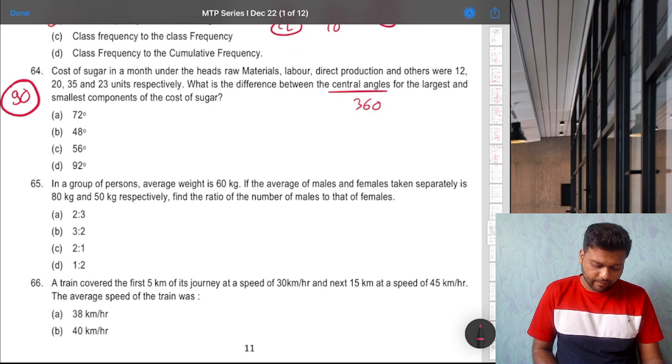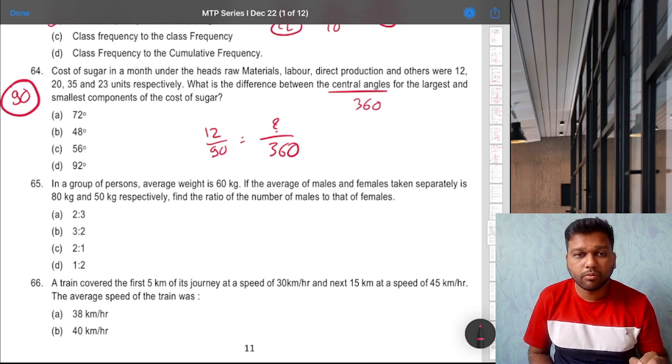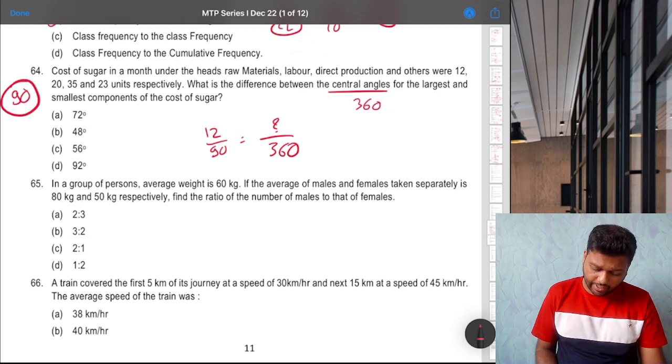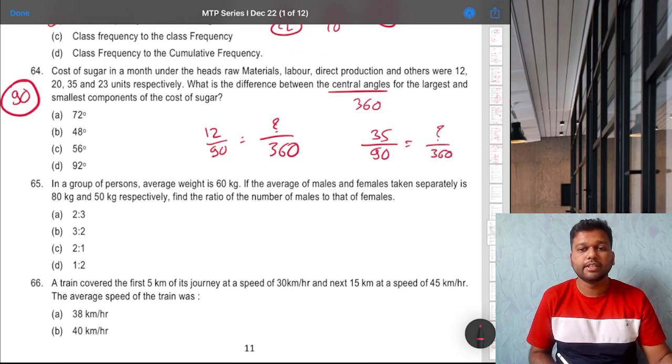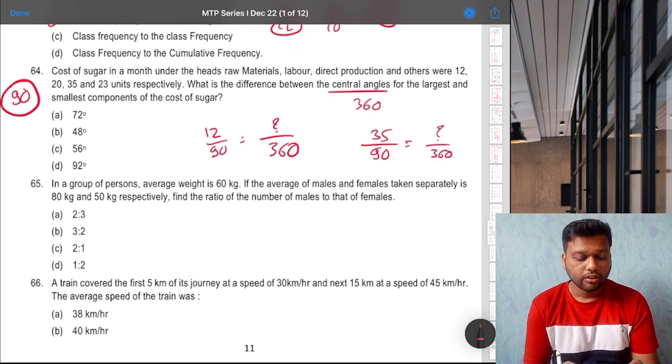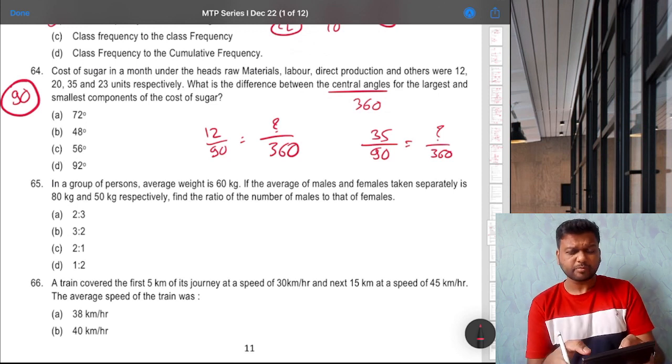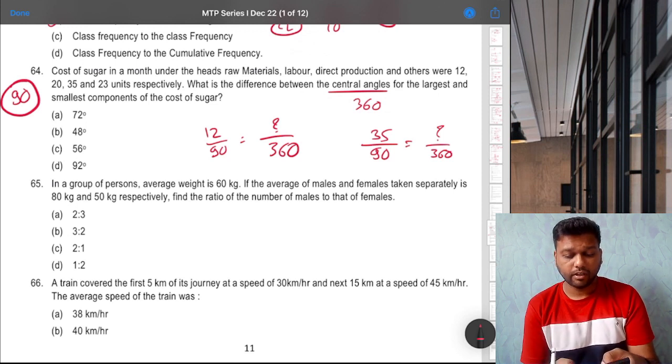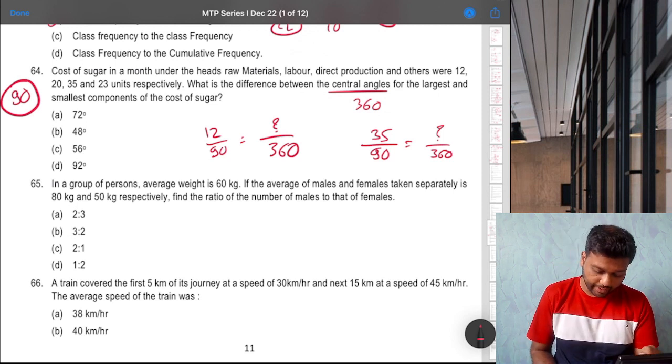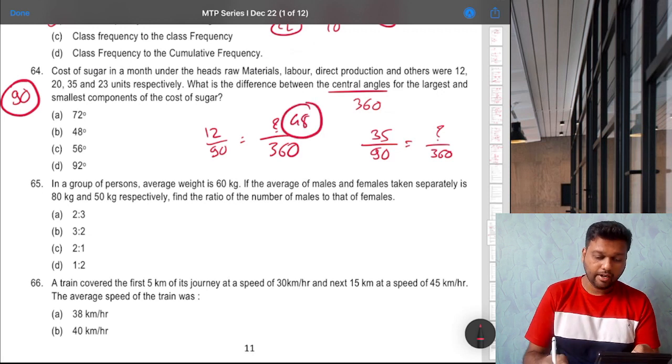Smallest is what? 12. So 12 is for 90, then how much for 360? That will be the angle of smallest component. And largest is what? 35. So 35 for 90, then how much for 360? That will be angle of largest component. So smallest will be what? Fine, 12, right? Fine, so 48, and largest will be what?